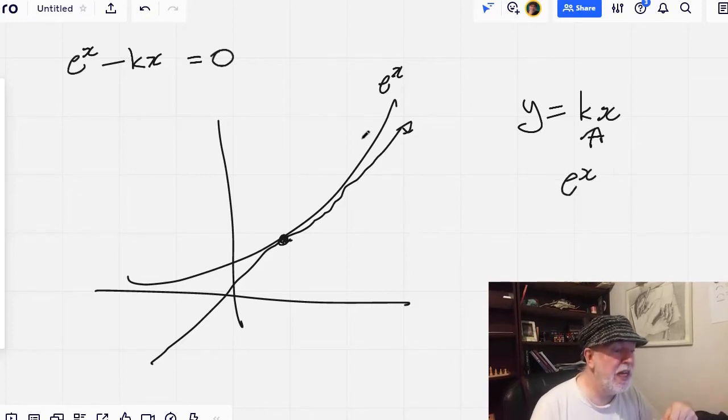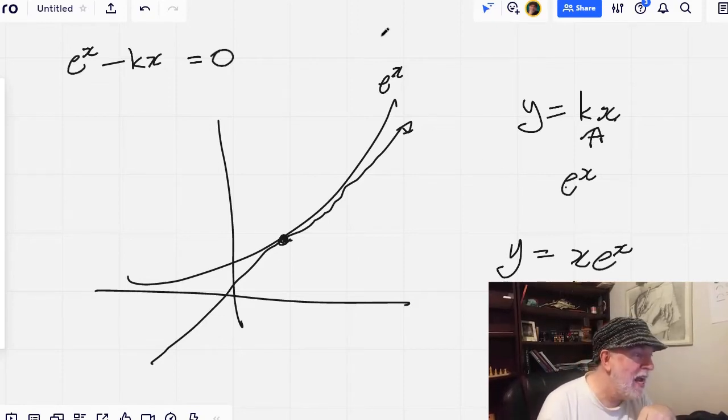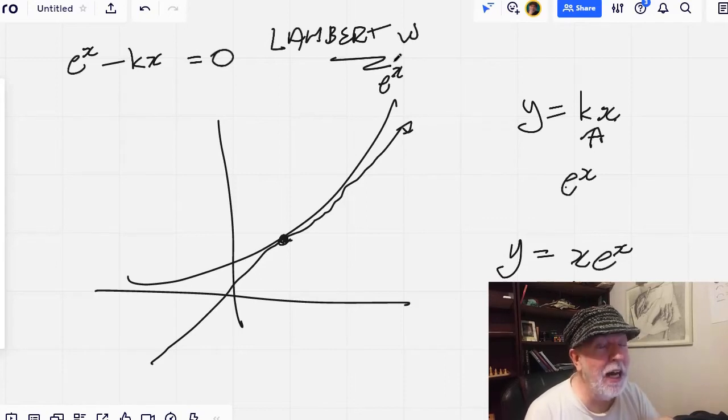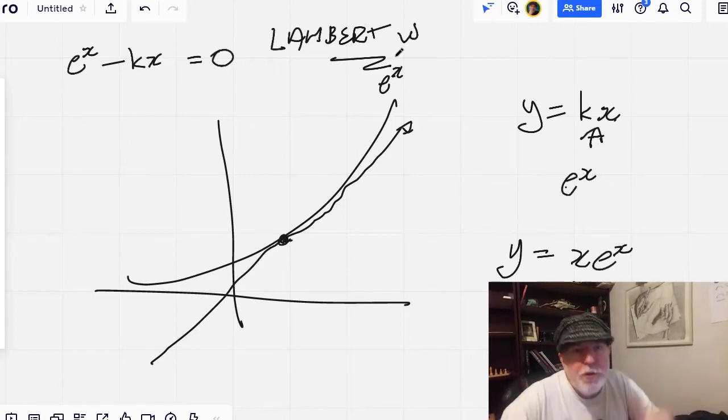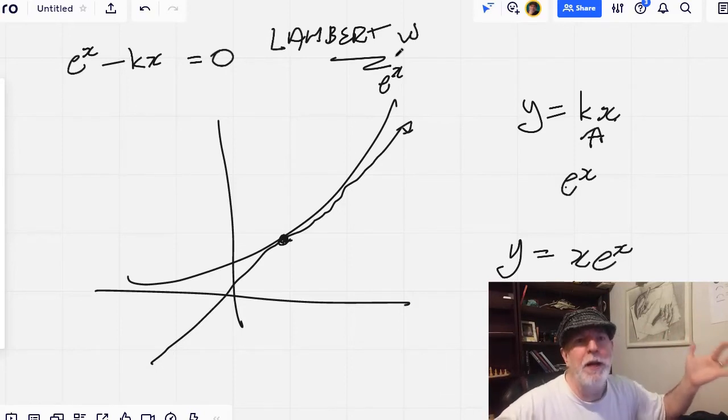So this line is just y equals x times e to the x. And when we see x times e to the x, we think, because we're so clever, Lambert W function, right? Yeah. But guess what? We don't care. It would be cool if we could use the Lambert W function thingy, everything that we know about it. But we don't need to.